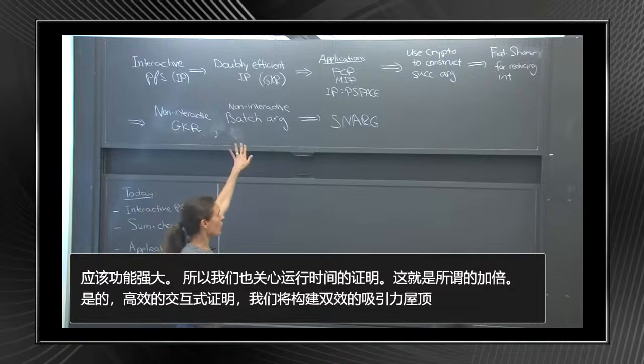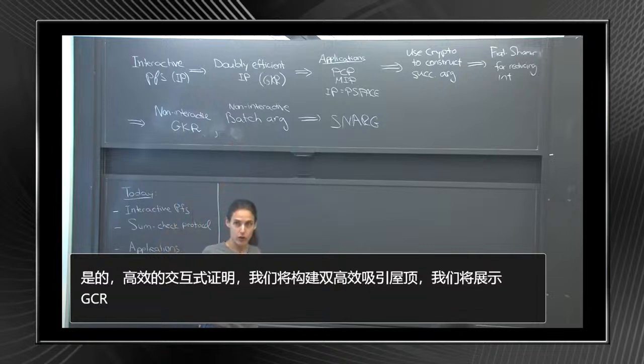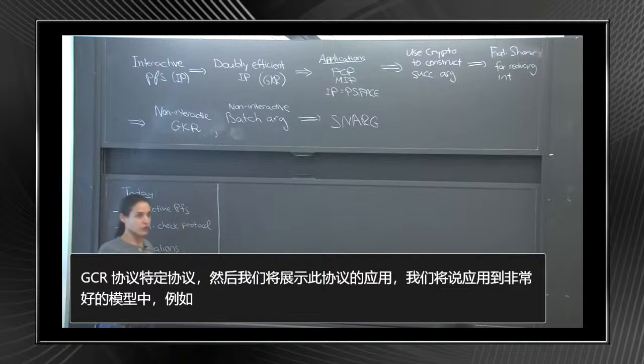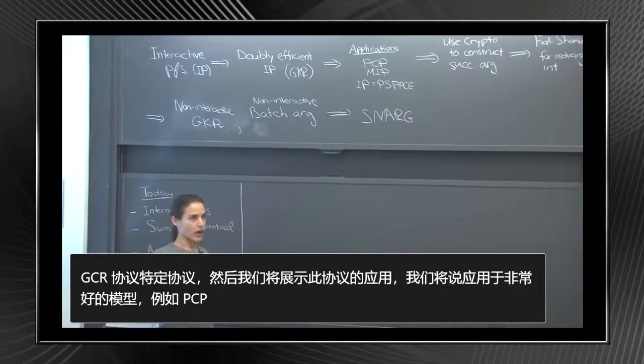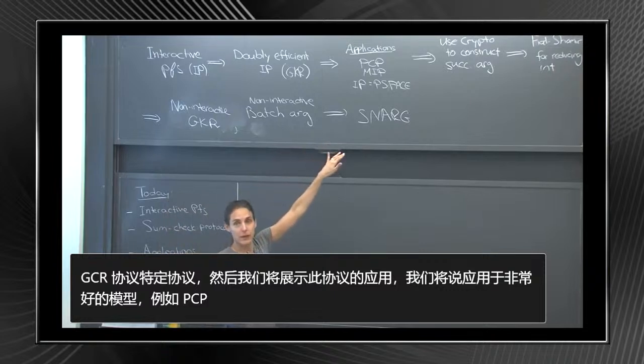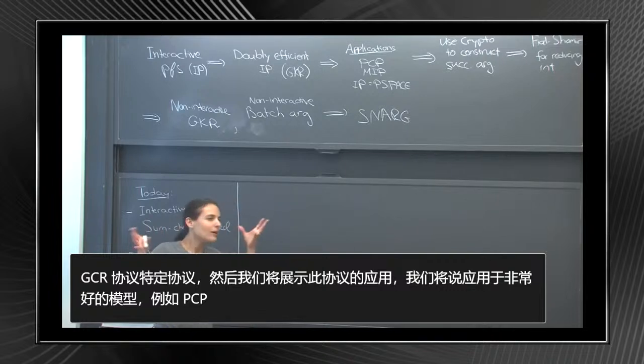We're going to construct doubly efficient interactive proofs. We're going to show the GKR protocol, a specific protocol, and then we're going to show applications of this protocol. We're going to see applications to really nice models such as PCP, which is probabilistically checkable proofs, and MIP, multi-prover interactive proofs. And in particular, we're going to show how to reprove a celebrated result, which is the IP equals PSPACE theorem of Shamir. If you don't know any of these buzzwords, I'll explain everything. I'm just doing a very quick overview for those who have heard these buzzwords a little bit, so you'll know what to expect.